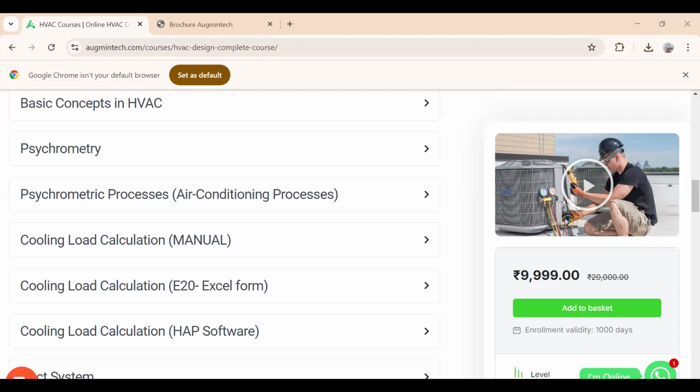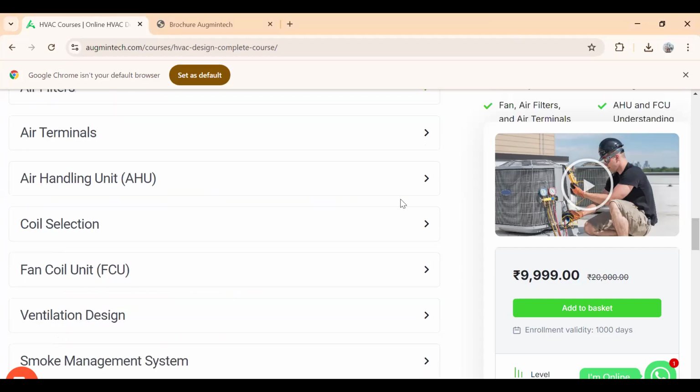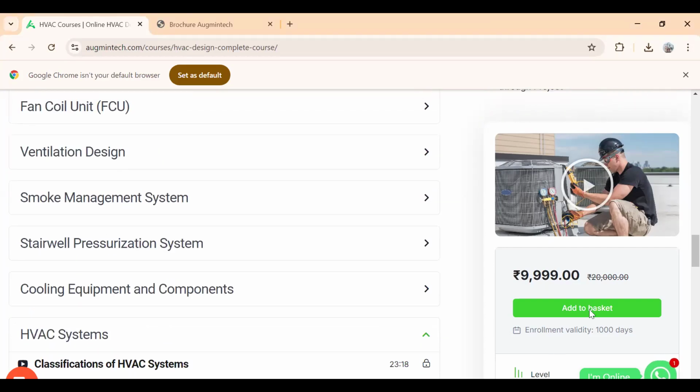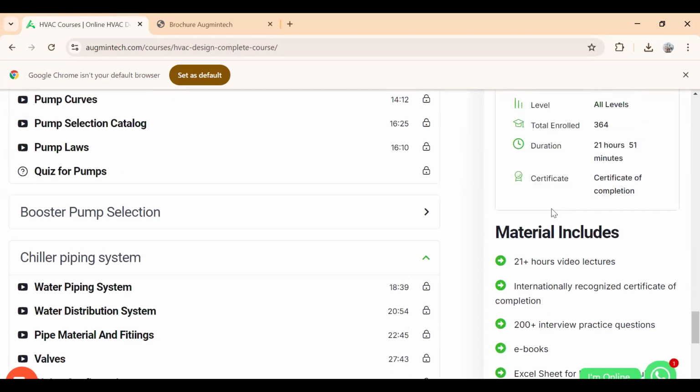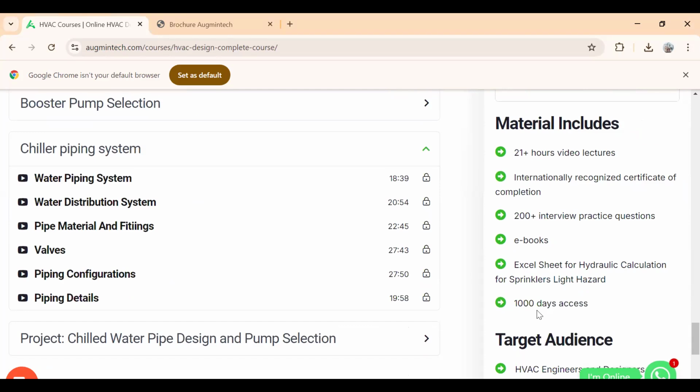Now, does some other student have any problem? Someone is asking what the time period is to complete the course. No, there is no time period. Actually, we'll give you access for 1,000 days, so you can complete it. See here, it is written clearly. Can you see? Total course duration is around 21 hours, but we'll give you 1,000 days of access, near about 3 years. So it is enough for you. Clear on this?